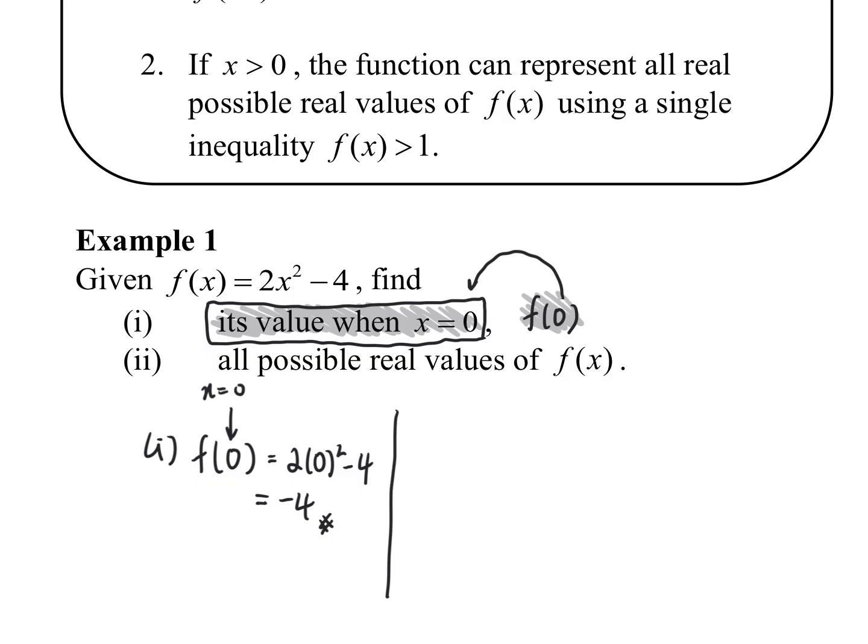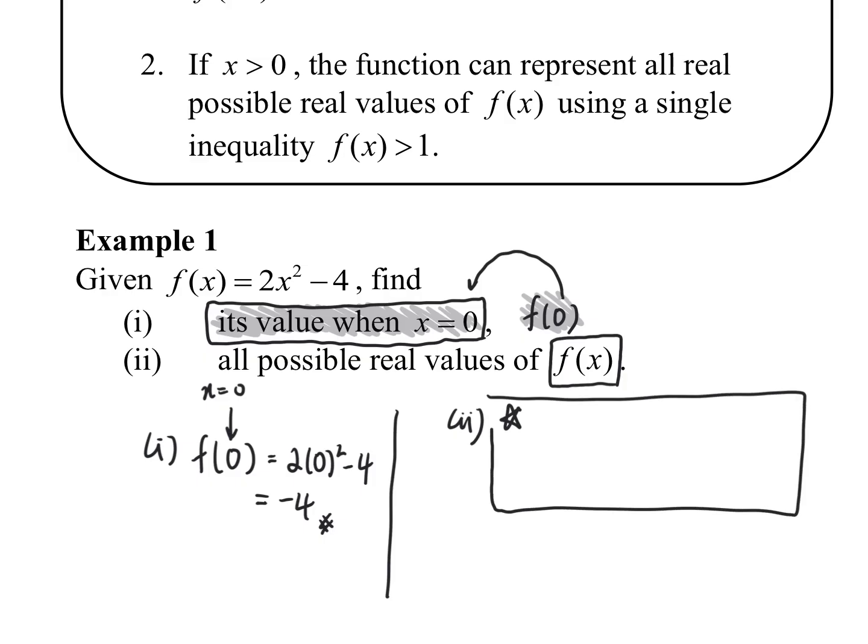Part 2 is the only new thing in this chapter for this subtopic. When they ask you to find all the possible values of f of x, there's one thing that I need you all to either box it or write it somewhere, to remind yourself: any expression you are given, as long as it is a bracket squared, will always be greater than or equal to 0 for any real values of the variable.